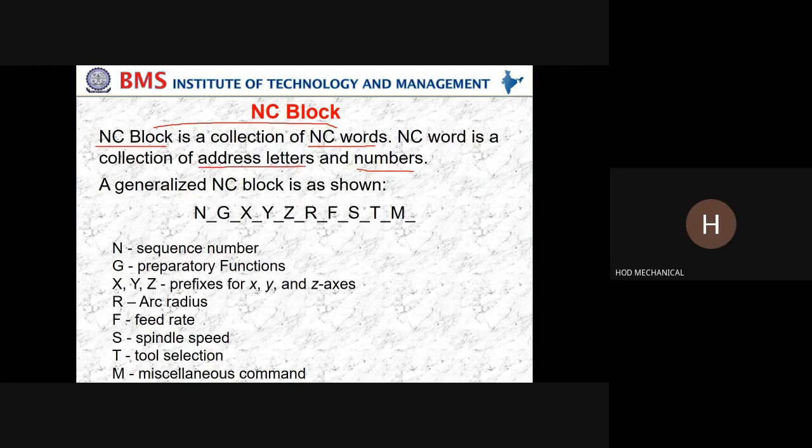Now, a generalized NC block looks like this. These are the codes which are going to be present: N, G, X, Y, Z, R, F, S, T, M. These are all NC words, each consisting of an alphabet and a number, each having its own significance. N is the sequence number, G is the preparatory function, X, Y, Z are prefixes for the X, Y, and Z axes, R is the arc radius, F is the feed rate, S is the spindle speed, T is the tool selection, and M is the miscellaneous command. Let's go through them one by one.